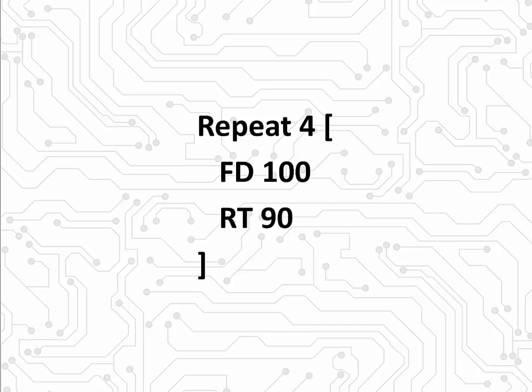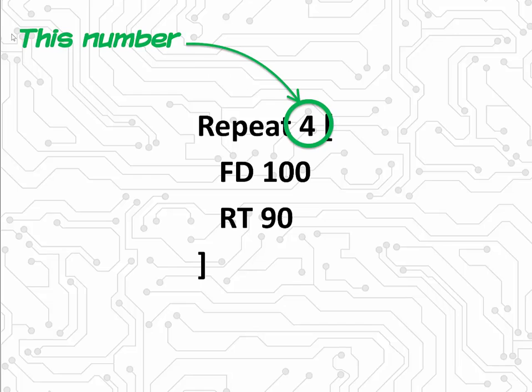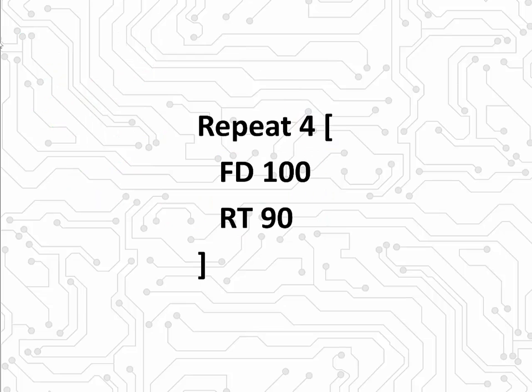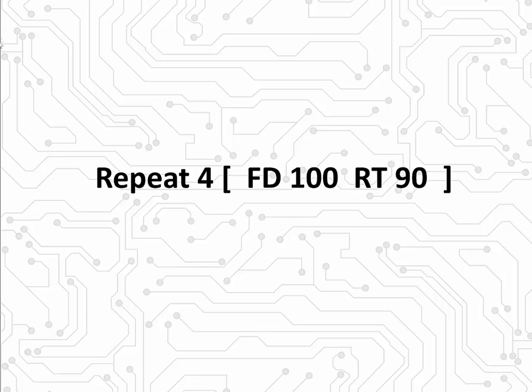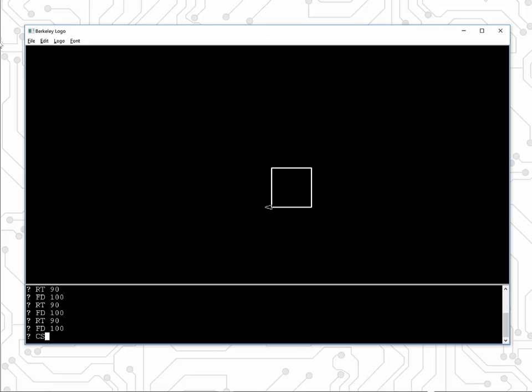Here's how the repeat command works. This number right here tells the computer how many times to repeat this code right here. One more trick. Instead of typing all the code on different lines like this, you can also type it all on a single line like this. I'm going to go back to UCB Logo, type in CS to clear the screen, and now watch this. Repeat 4, forward 100, right 90. A single line creates the entire square.